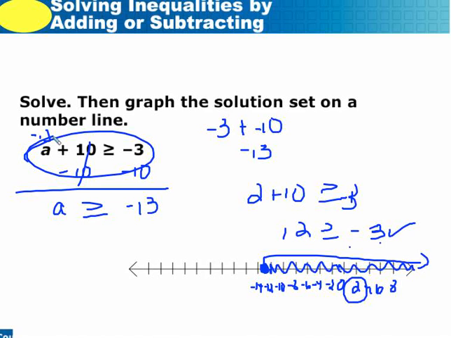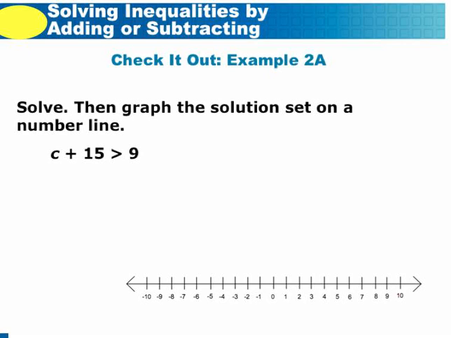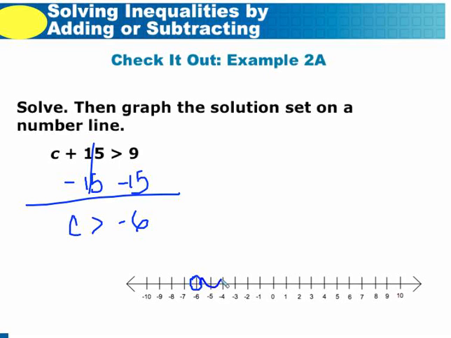Okay? Let's try another one. C plus 15 is greater than 9. So to isolate my variable here, I'm going to subtract 15 from each side. I get C is greater than negative 6. So when I go to graph my solution, it's going to be an open circle, and I'm going to shade everything to the right.